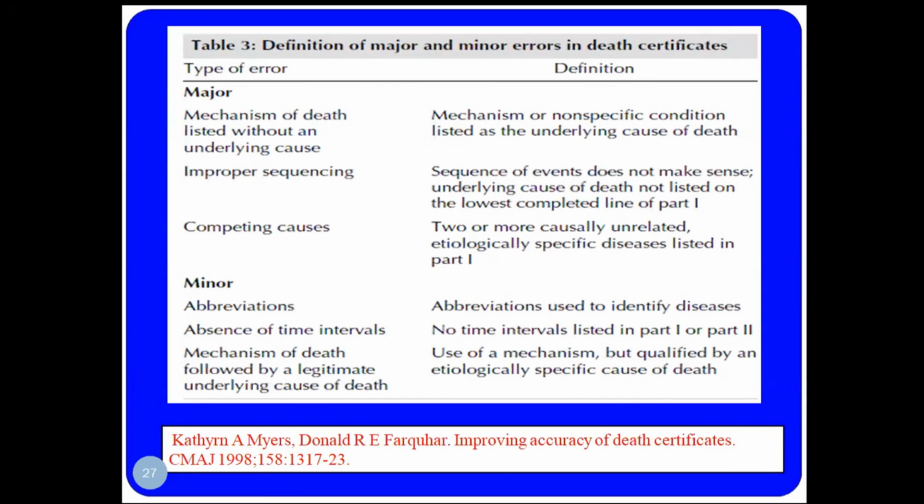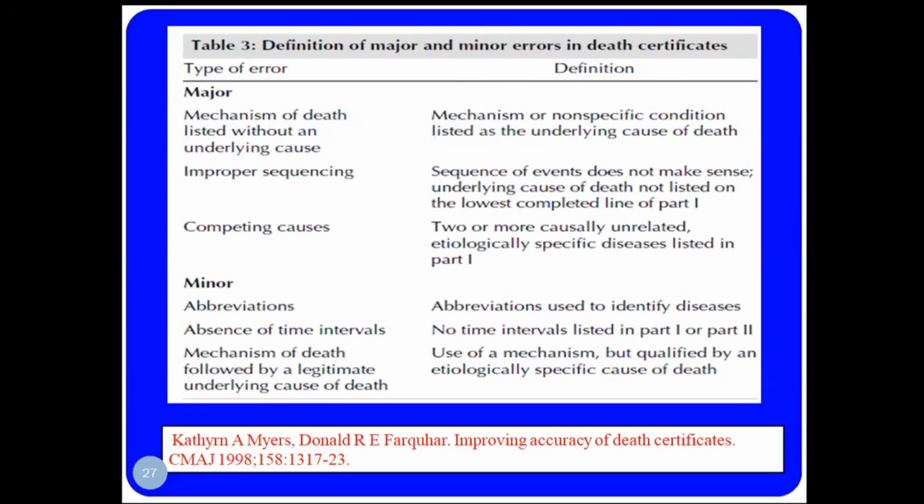Improper sequencing. Improper sequencing means there has to be some relationship between the underlying, the antecedent, and the immediate. If there is no relation, say we start with COPD, and in the antecedents we write CAD, and we write pneumothorax or something like emphysema, and then we write cardiac arrest, that certificate has got no meaning. There has to be some relationship, some sequencing.